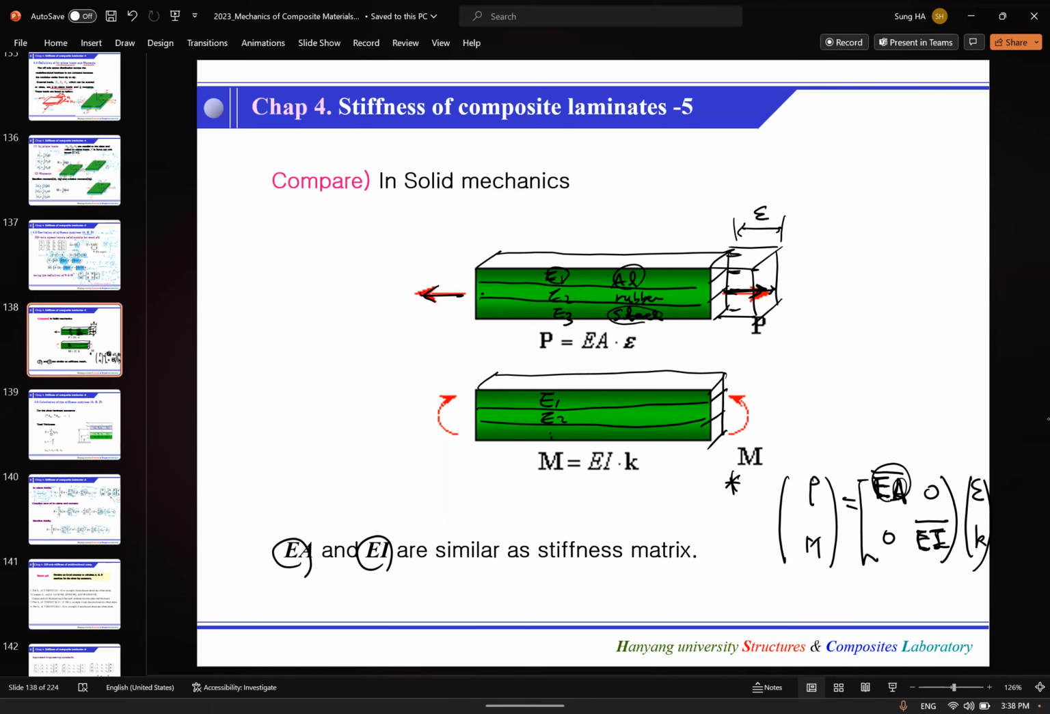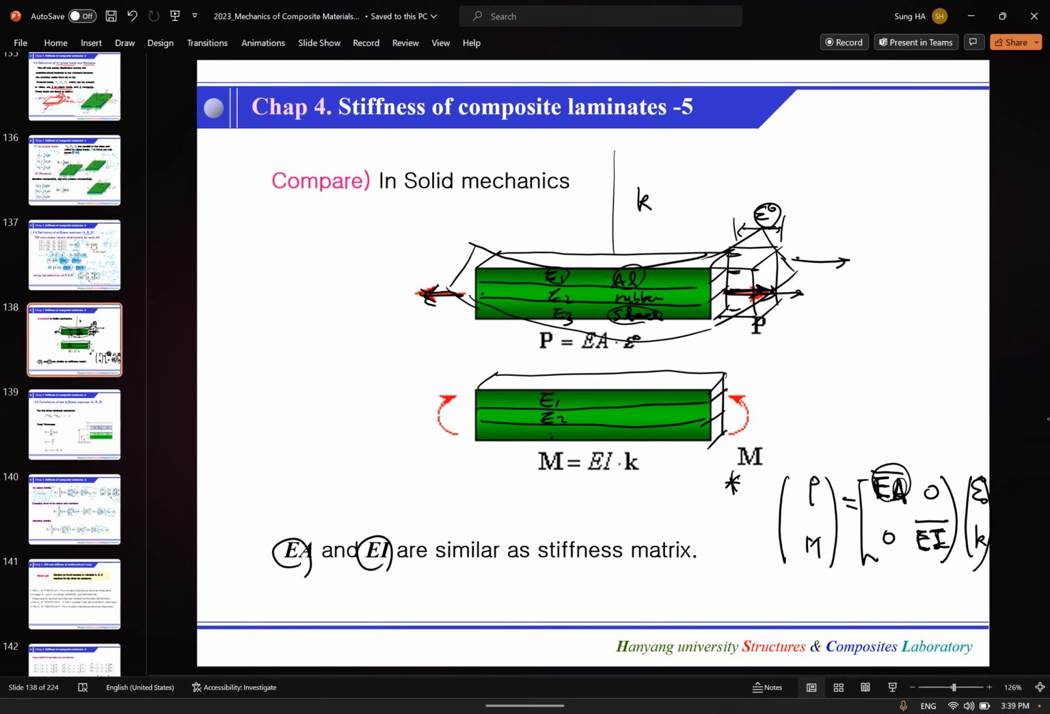Extension is represented by epsilon here. I will use epsilon. Oh, sorry, epsilon 0 here. Okay, epsilon 0 here. But also under this load, this may deform like this. Well, aluminum is something like that. So under the tension, we're gonna have not only extension, but also some curvature. Why? Because of the unsymmetric layup sequence.